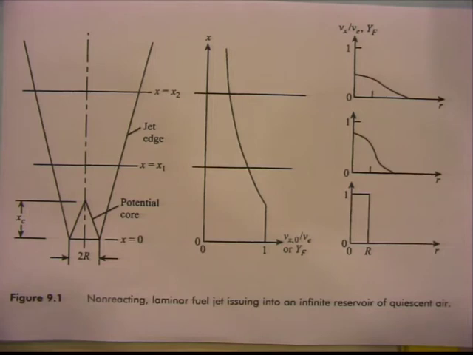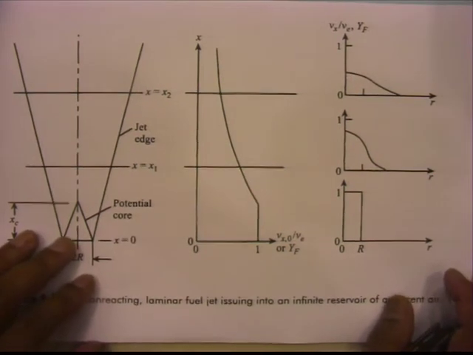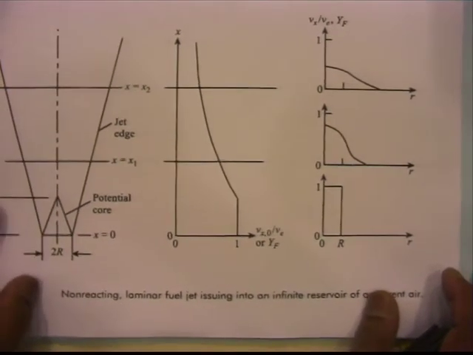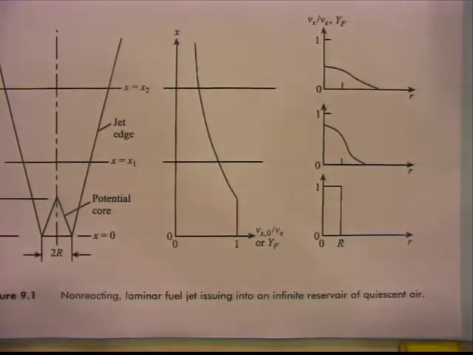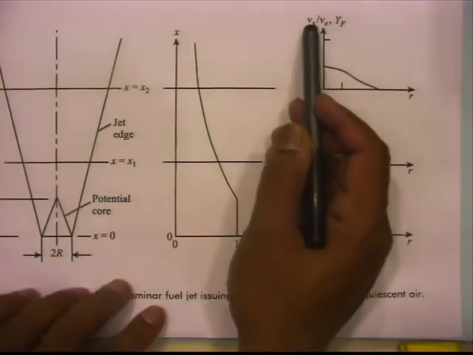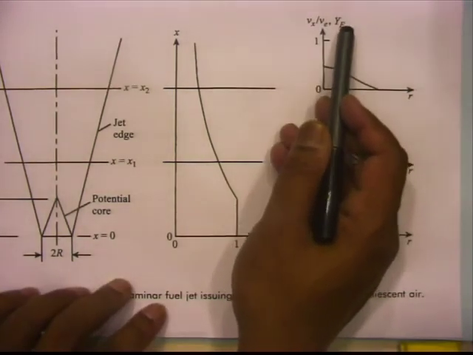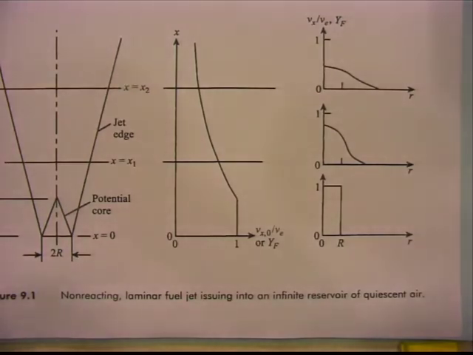Now, we are going to look at some of these plots here. Actually, we can look at these primarily. It shows two quantities, Vx by Ve and Yf. Now, what is Ve? Ve is the velocity at the exit of the tube. Ve is that uniform velocity at the exit of the tube, and Vx is the axial component of velocity.